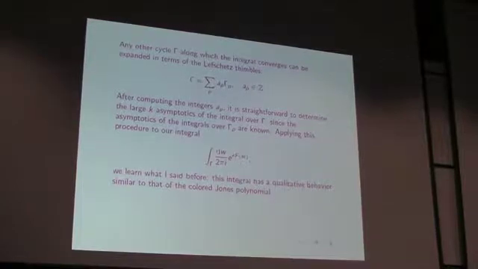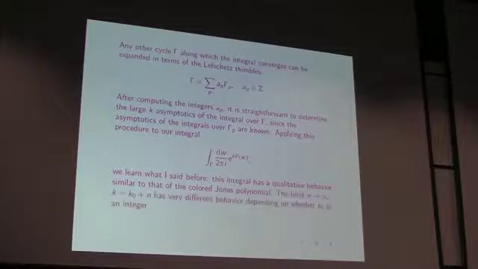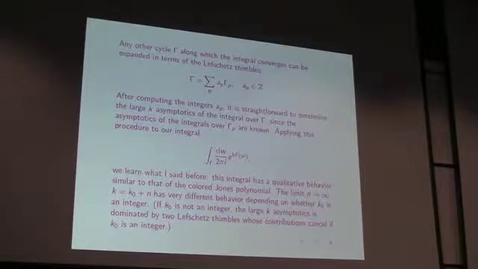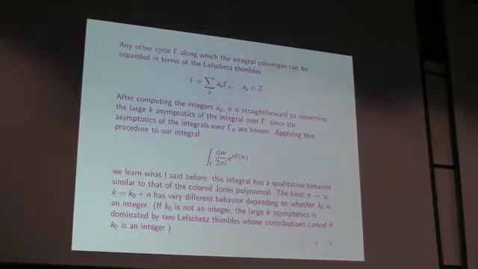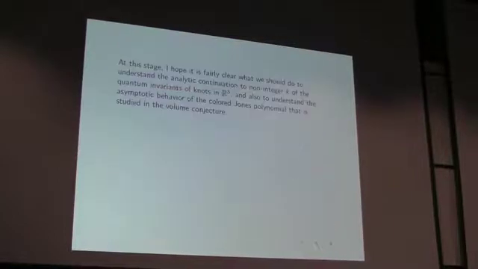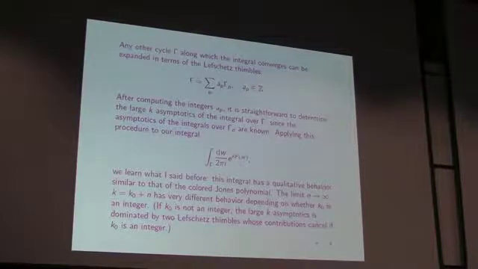So if you apply this procedure to our integral, we can learn what I said before. The integral has the same qualitative behavior as the colored Jones polynomial. The limit where n goes to infinity and k is n plus a constant has a very different behavior depending on whether k naught is an integer. If k naught is not an integer, the large k asymptotics is dominated by two Lefschetz thimbles whose contributions cancel whenever k is an integer. Anyway, this is how a toy integral can exhibit the behavior that's actually found in the colored Jones polynomial.